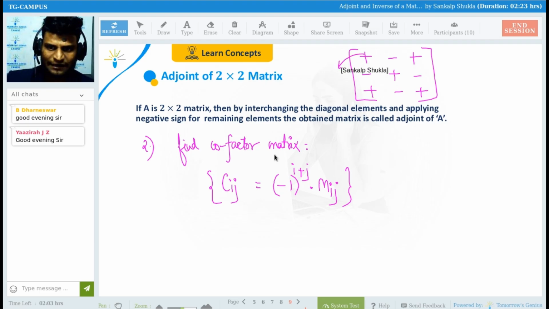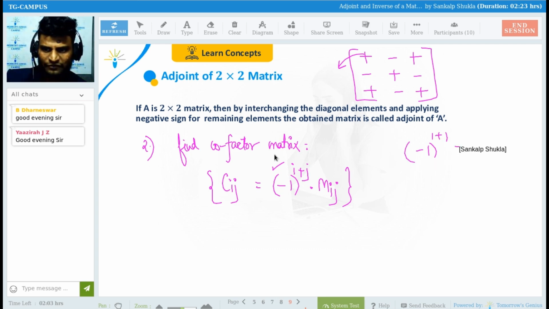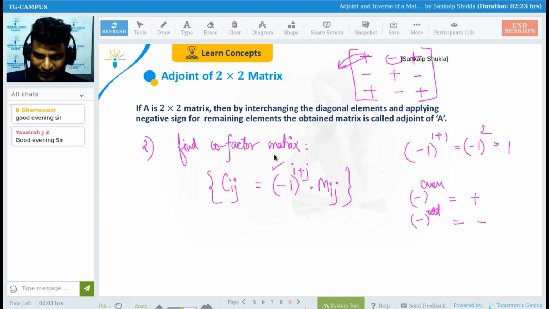Like if any element is there at A11, its sign will be plus. Now how do we know that it is plus? Using this formula. It will be minus 1 raised to the power, because the element is A11, that means 1 plus 1, that means minus 1 raised to the power 2. That will be 1. Actually it is minus 1 raised to the power even or odd. So every time minus 1 is raised to an even power, it will be a plus sign, and every time it is odd, it will be a negative sign. So that is why we have a negative sign over here, over here, over here, over here also.